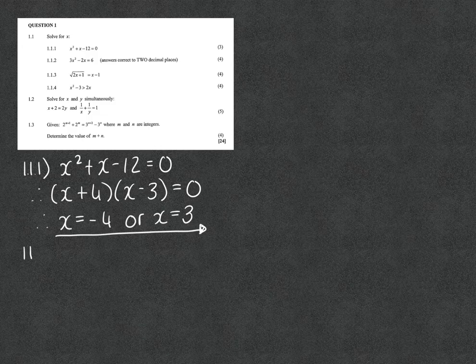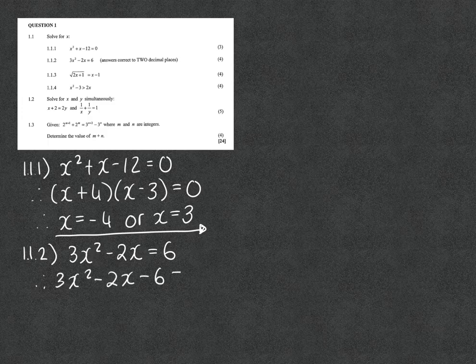Now we've got 1.1.2, 3x squared minus 2x equals 6. And then they're saying answers correct to 2 decimal places. Already a massive hint that this is something that can't factorize using normal trinomial methods. We are most probably going to have to use our calculator or the quadratic formula. We're going to use the quadratic formula because we're assuming that not everyone has the calculator. So we put it into standard form first, getting everything on one side of the equals. Remember, when bringing that 6 over, it changes sign.